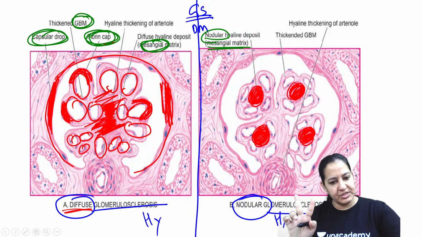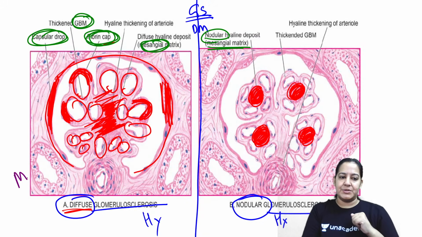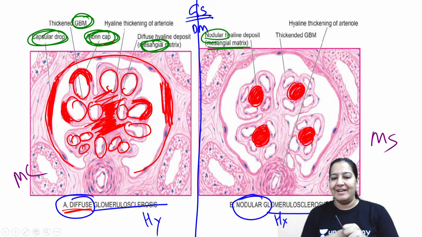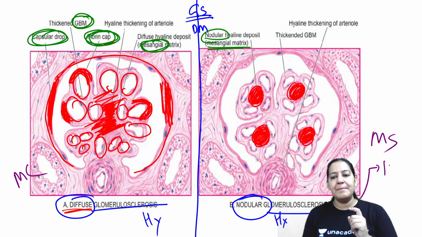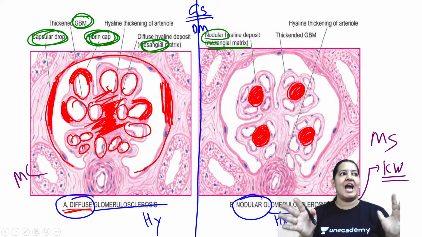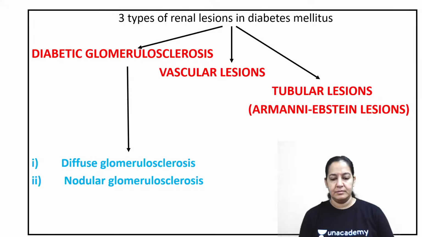Now 2 questions I would like to ask here. Which is more common? Answer is diffuse. Which is more specific? Answer is nodular. Which is KW kidney? The other name given to the nodular one is Kimmelstiel-Wilson kidney, KW kidney. Now you can imagine how many questions can be framed on this topic. It is diabetic nephrosclerosis. Everyone give me a thumbs up.